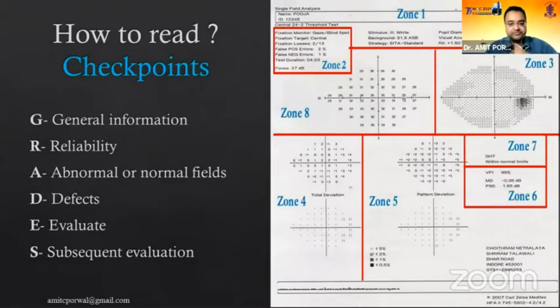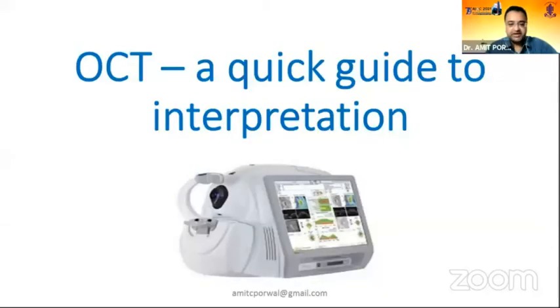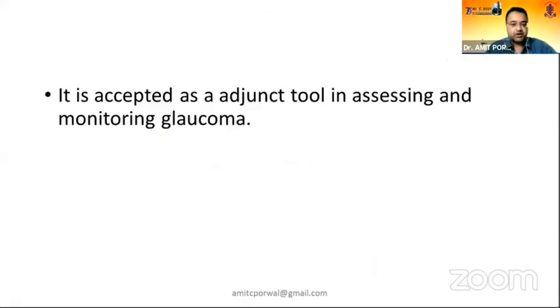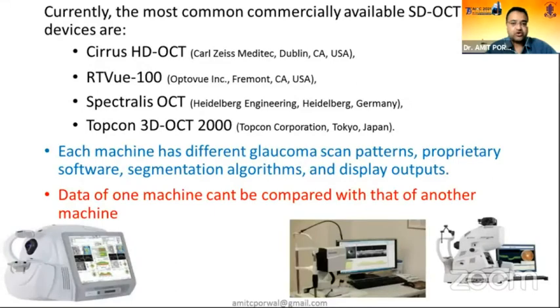these following zones. Now, coming to the next part of my talk, OCT, a quick guide to interpretation. OCT is accepted as an adjunct tool in assessing and monitoring glaucoma. Currently, the most common commercially available SD-OCTs are Cirrus, RTVue, Spectralis, and Topcon. Each machine has different glaucoma scan patterns, proprietary software, segmentation algorithm, and display output.